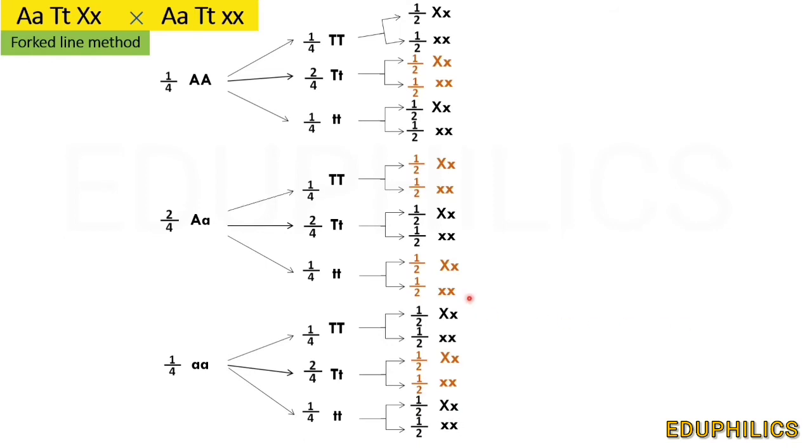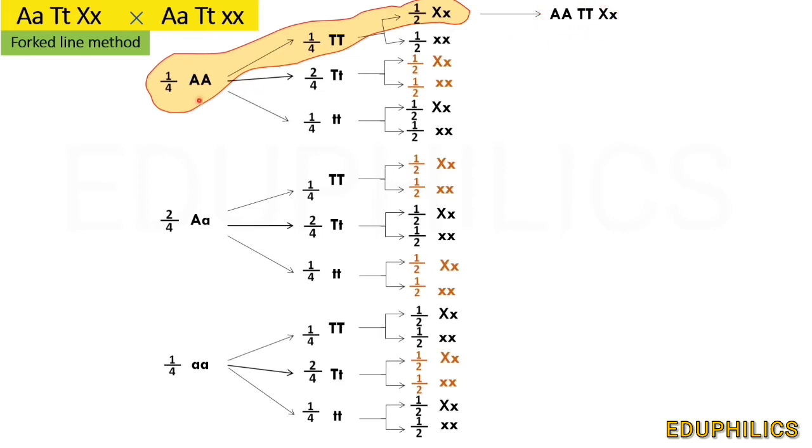So till now we have seen the genotypes separately. Let's combine them together to look at the actual possible genotypes of offsprings. Capital A, capital T, and capital X, small x is the actual possible genotype of offspring for this cross. What is the probability of occurrence of this genotype?